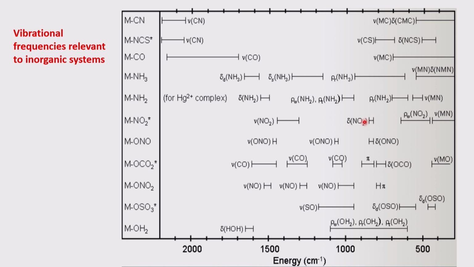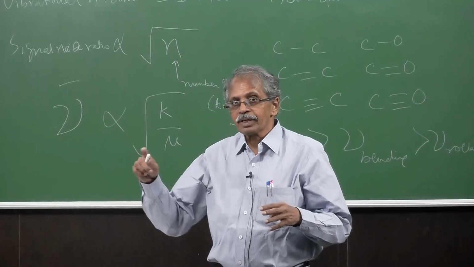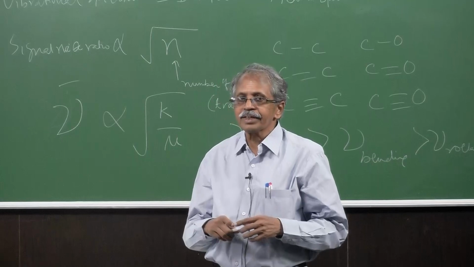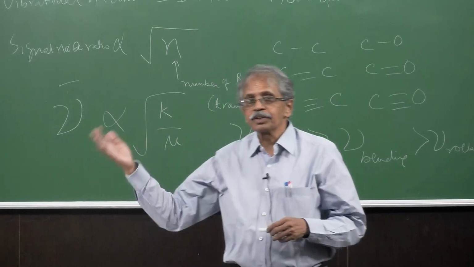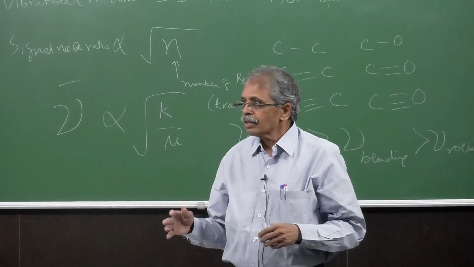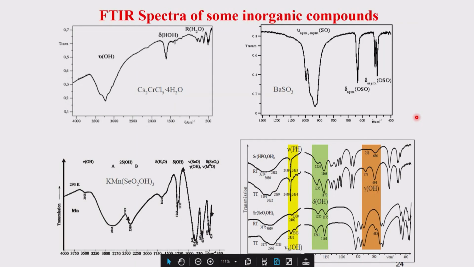Both the ligand part as well as the metal ligand kind of things come here. The metal being heavier, the metal nitrogen, metal oxygen, metal sulfur, they all come much lower. Metal oxygen will come in the 600 to 400 range, whereas metal sulfur will come lower than that range. Metal halides come lower still, below 300 or 400, etc. Some examples we'll see as we keep moving across.